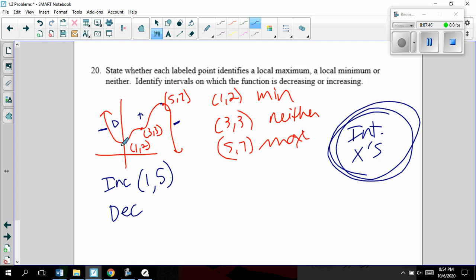All right, this piece then, I'm going decreasing now. So this whole piece would be decreasing, and in terms of x's, I'm still going left. So it would be negative infinity to 1, and then I'm decreasing here on, so that would be 5 to infinity.